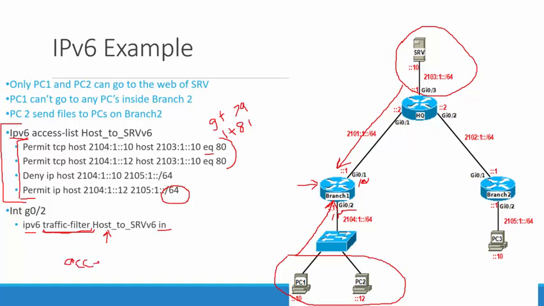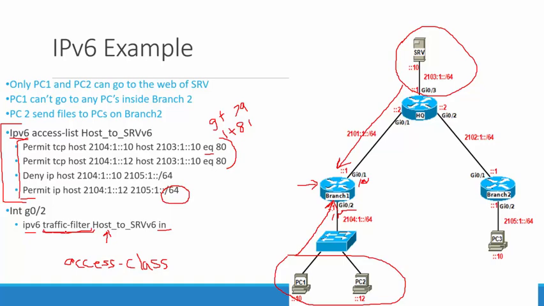When I apply it to the VTY lines, I would be using the access-class command, and I would do that for IPv4 and IPv6. So this is just when you apply it to the regular interfaces, that IPv6 uses traffic-filter rather than access-group. So let's go ahead and look at this configuration on a dual IPv4, IPv6 network.